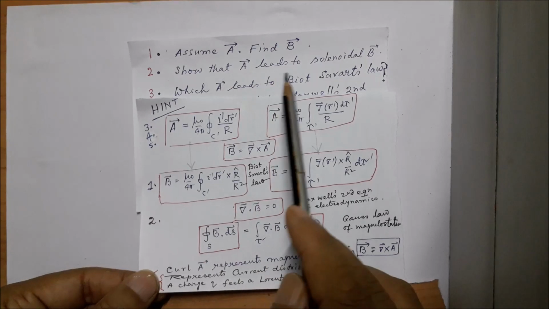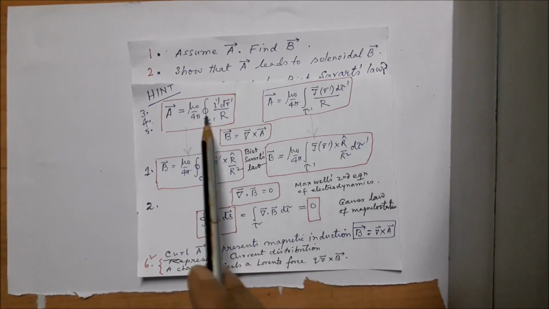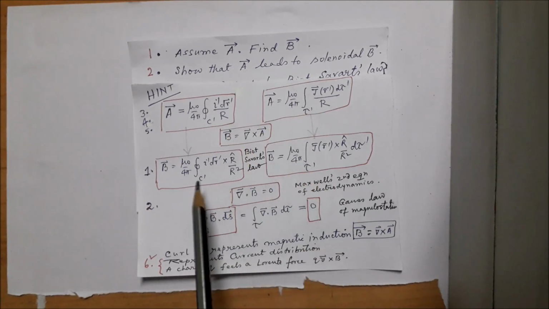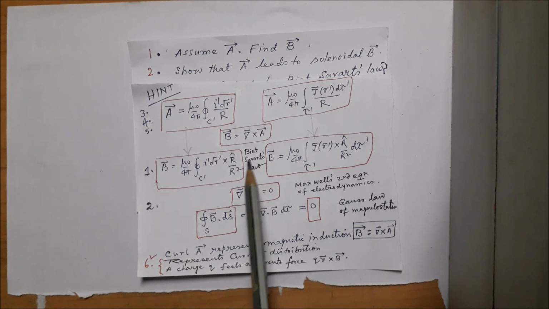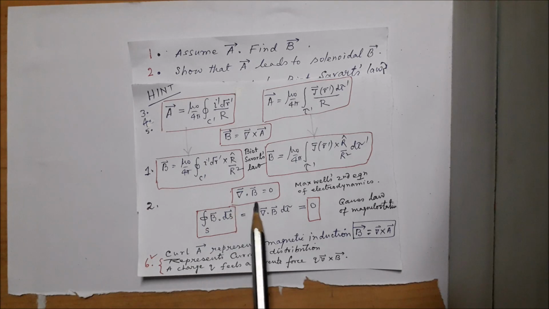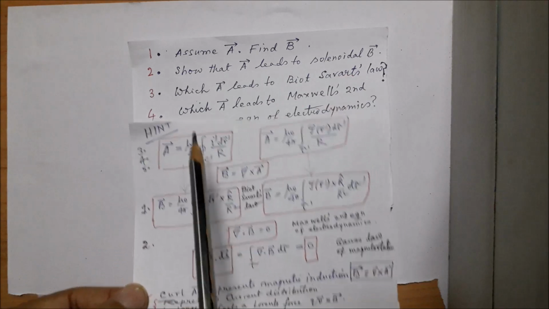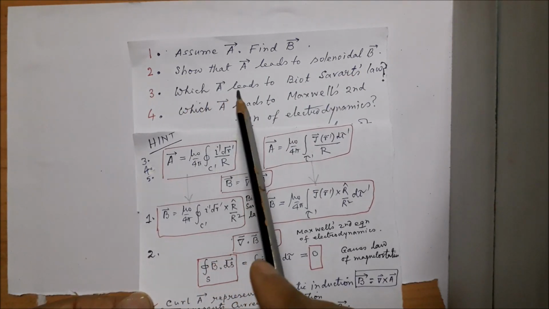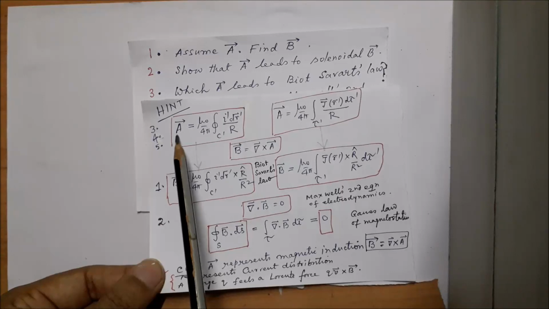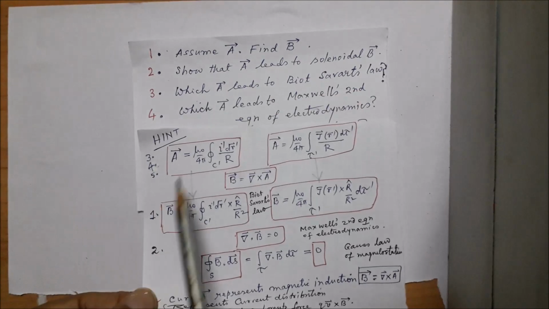Question 2 says that show that vector A leads to solenoidal B. Now we started with vector A and we got this expression of B, which is actually Biot-Savart's law. In the initial phase of the lecture, we proved that the B given by Biot-Savart's law is indeed solenoidal. So this A leads to a solenoidal vector B. So question 2 has been answered. Next, third question is, which vector A leads to Biot-Savart's law? Obviously this A gives us Biot-Savart's law, so this is answer to question 3.